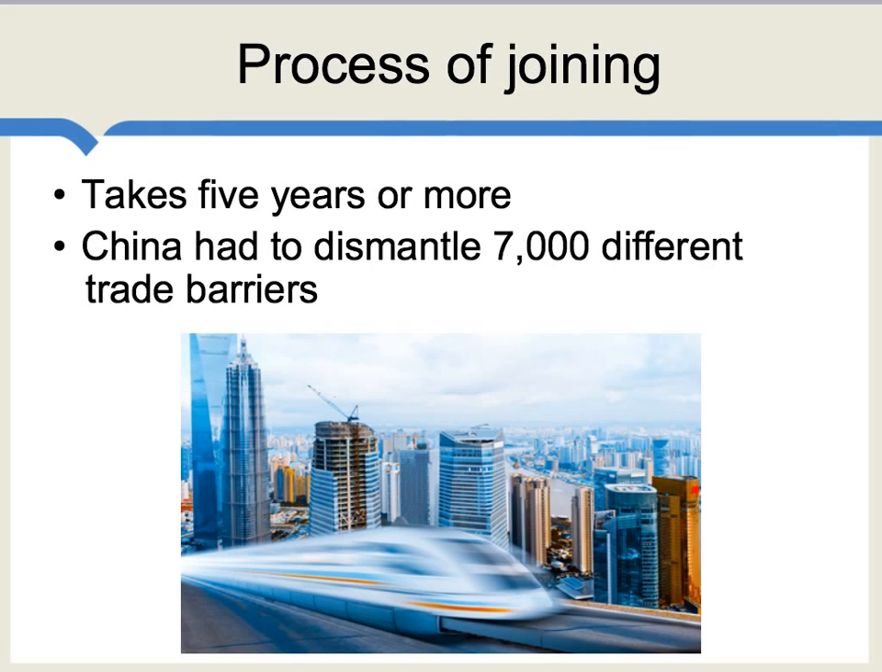Sometimes the very process of joining WTO can be quite important. The process can take a long time, 5 years or more, and when China applied to join WTO, they had to make a lot of economic and legal changes in order to be eligible. According to one estimate, they had to dismantle at least 7,000 different barriers to trade. Russia, which is now seeking to join the WTO, is having to reform its economy in similar ways.